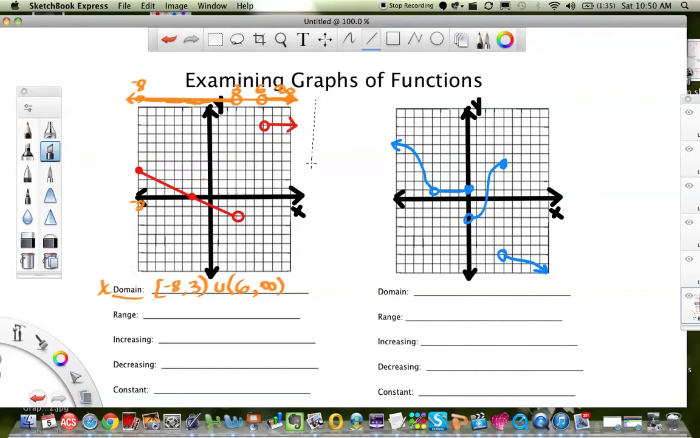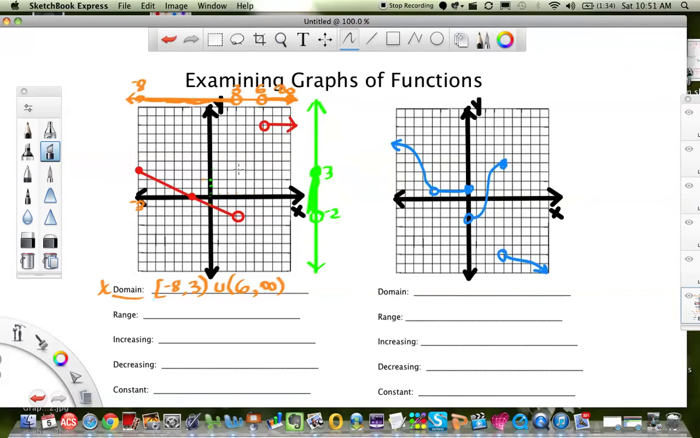So now let's do the same thing, but let's look at the y. So this is going to be our range. So I'm going to start down here at the bottom, and I notice there are no values along the y-axis until I get to -2, and that has an open circle on it. And then there are y values all the way up until I get to 3, and so they go from -2 to 3. Their values all in here.